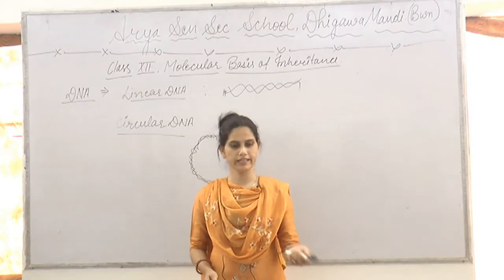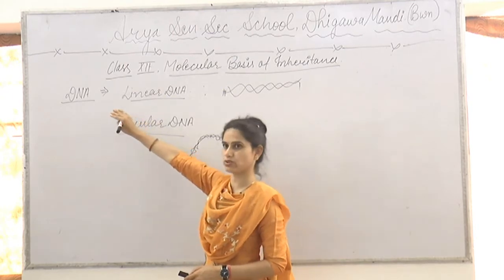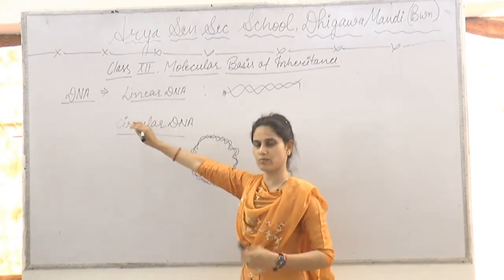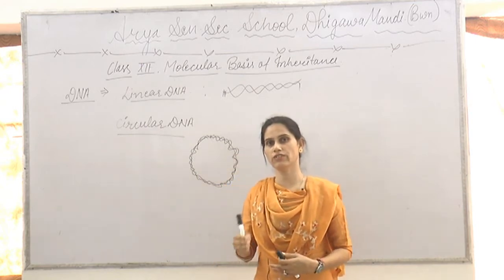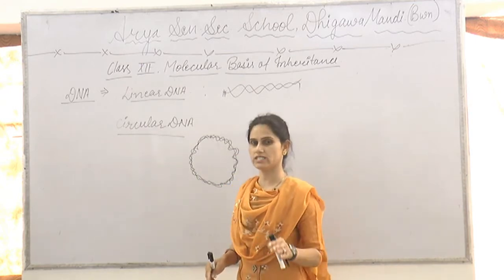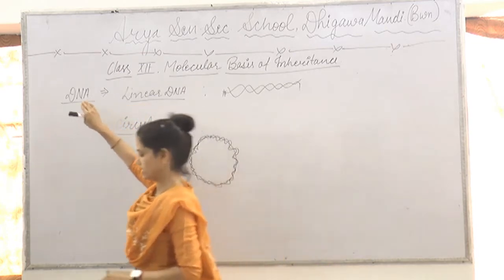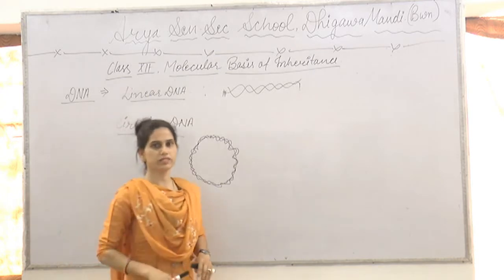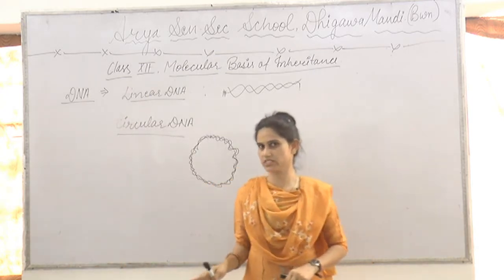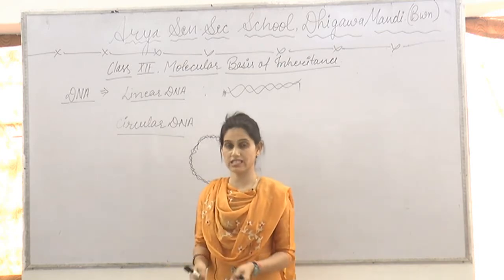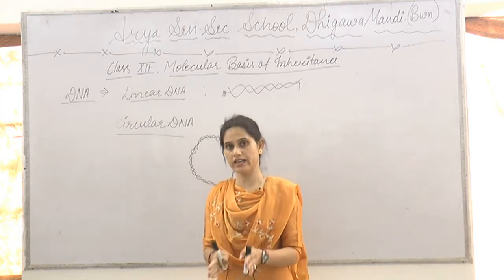Students, in the last topic we discussed the chemical structure of DNA, that is, the nitrogenous bases and their components. Today we will discuss the ultrastructure of DNA and the Watson and Crick model of DNA. DNA is the genetic material and it is found in almost all living organisms as genetic material, except some viruses. In some viruses, the genetic material is RNA.